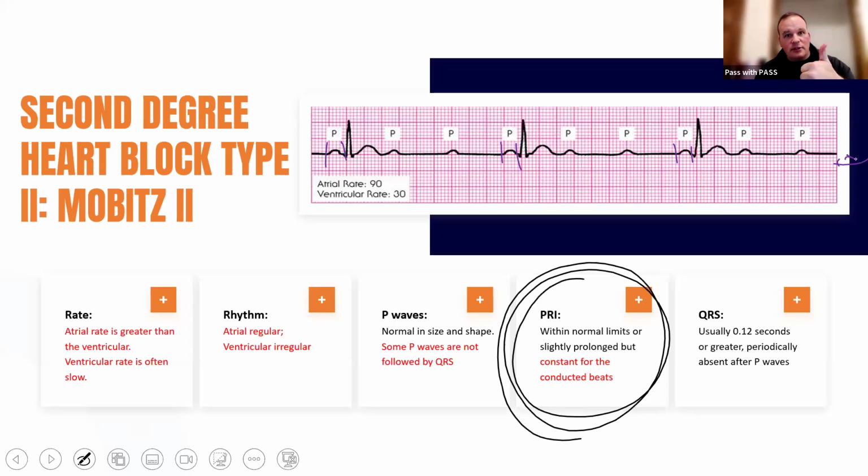I have more P's than QRS's. It's a block. Look at my PR interval. Is it getting longer and longer and longer until it drops a beat? Nope. Is it the same for every QRS complex? Yes, it is. It has to be a second degree type 2 heart block. That is a high degree heart block, and that is one of the rhythms that we would consider going straight to transcutaneous pacing to try to fix, because atropine may or may not be effective with these patients.